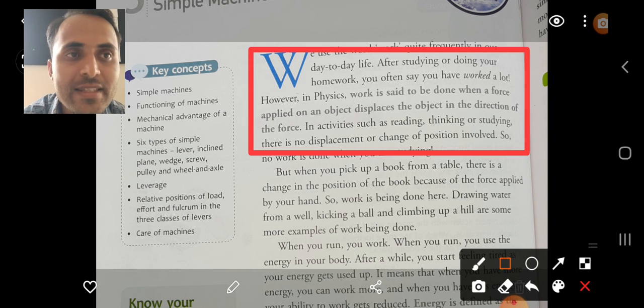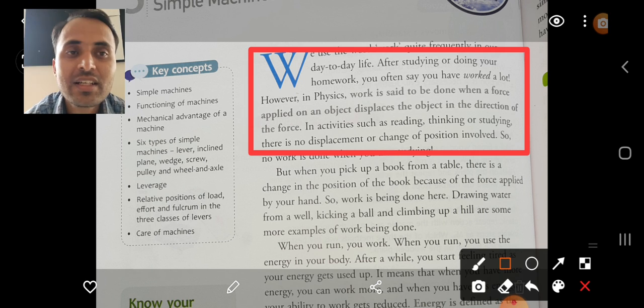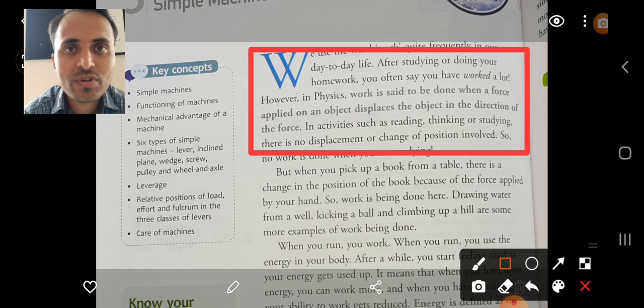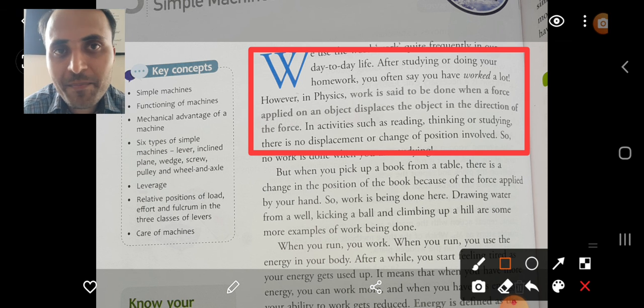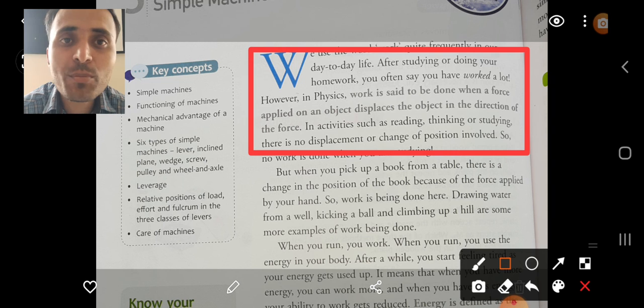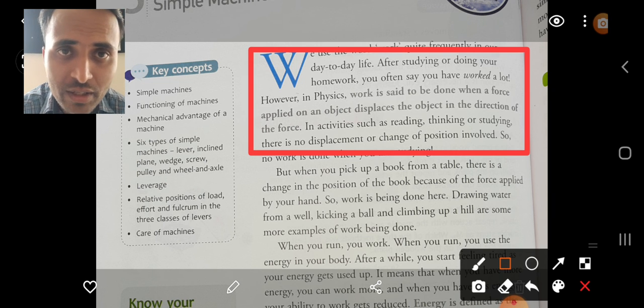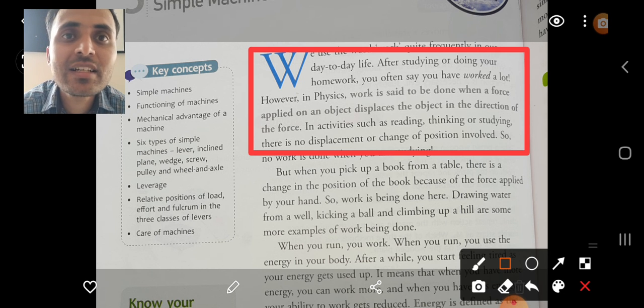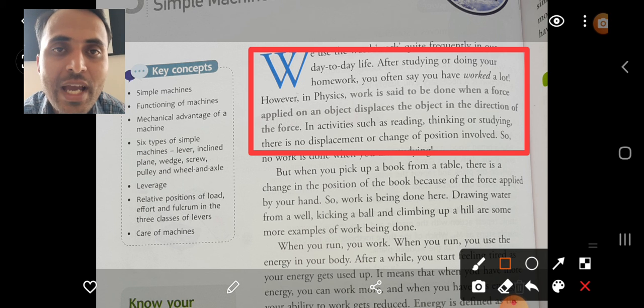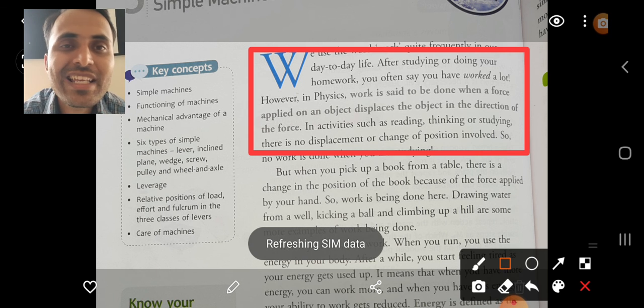Okay, so work is said to be done when a force applied on an object displaces the object in the direction of force. Suppose you have to move the chair. If you have to pull the chair, then you have to stand in the right direction so that you can move the chair in the right direction. And suppose you have to push the chair, then you have to remain on the left side so that you can push the chair in the right direction.